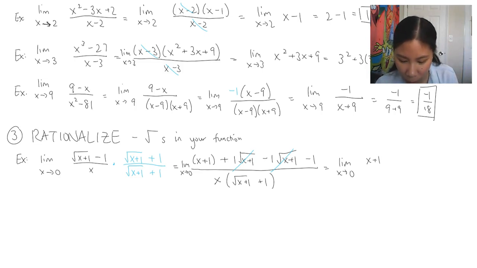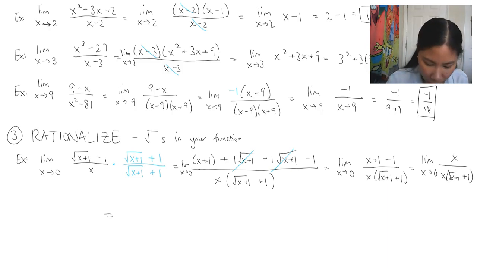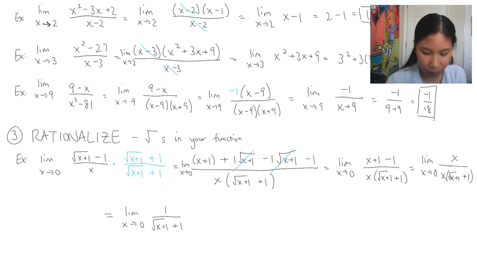We have that x plus 1 from here, and then we have that -1 at the end, which simplifies even further because now the top's just going to be regular x. And look at that, we have an x on the bottom that we can cancel out with, leaving us with just the limit as x approaches 0 of 1 over the square root of x plus 1 plus 1.